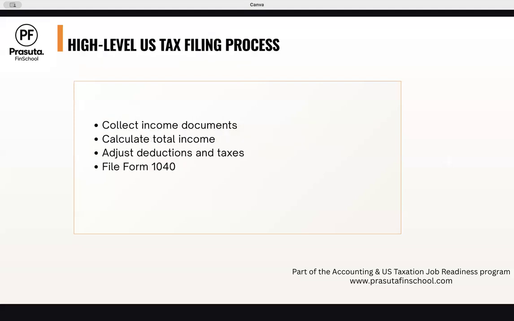So let's understand the high level US tax filing process. What does the process flow exactly look like? Collect income documents, such as the W2. Then calculate total income: income from salaries, income from miscellaneous sources, income from house rent, income from businesses. Everything is calculated, then adjust deductions and taxes. After that, file form 1040, or whatever form is relevant for that particular individual or business.